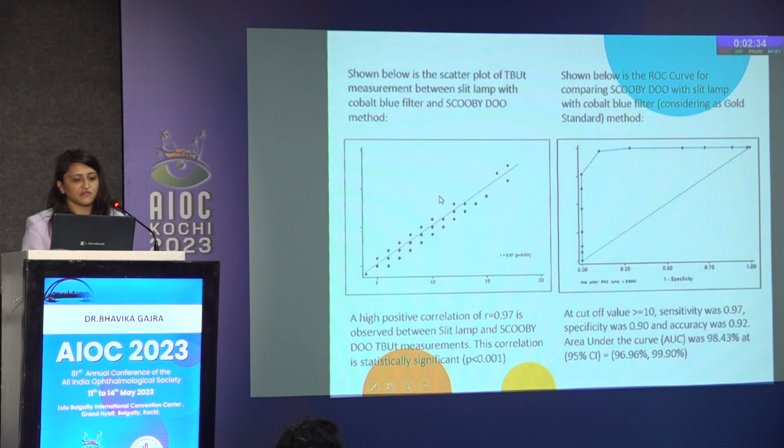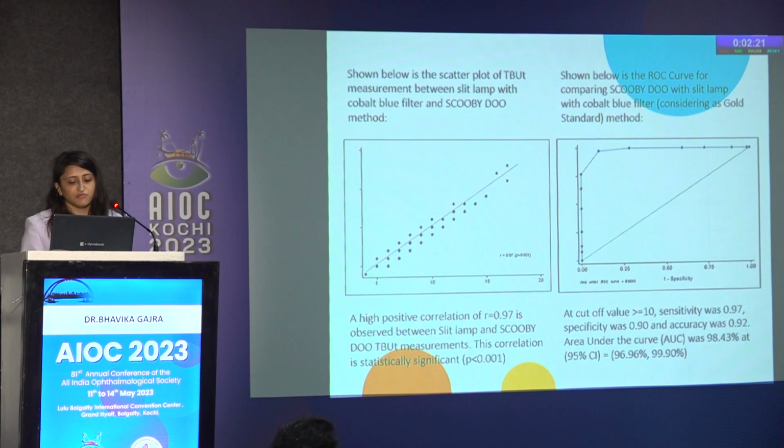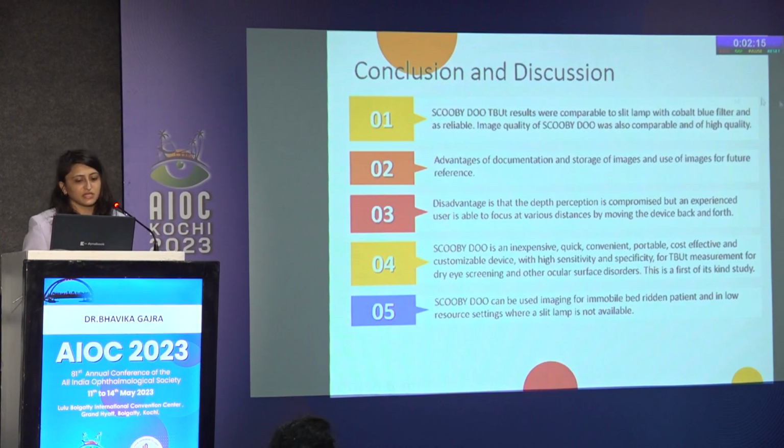This is a scatter plot for TBUt measurement between slit lamp and SCOOBY. A high positive correlation of 0.97 was obtained and the correlation was found to be statistically significant. This is a ROC curve for TBUt measurement between slit lamp and SCOOBY. At a cutoff of more than or equal to 10, the sensitivity was 0.97 and the specificity was 0.90. Thus, we conclude that the TBUt results were comparable to that of slit lamp and as reliable.